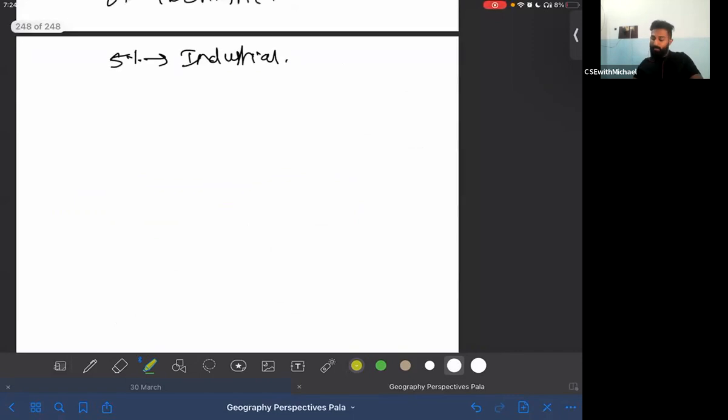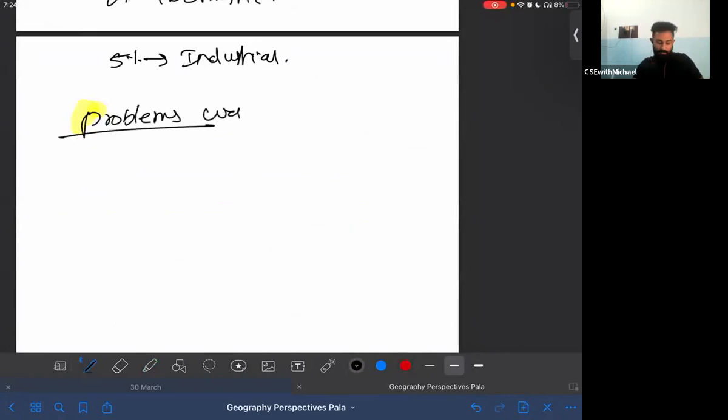Now, if you go into the major problems, some of the problems that we face in the case of water availability. So please write a few points. The first one is water stress. Water stress is when the water available per capita is less than 1,700 meter cube. And water scarcity is when it falls below 1,000 meter cube per capita.